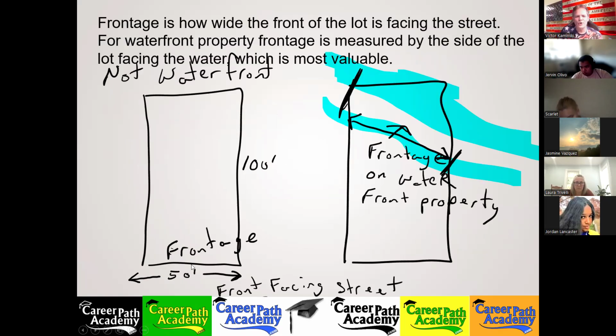So here's where your normal frontage would be. If you have a waterfront property, well, you measure how much of it is touching the water. Because that's the more valuable side. You got the water, you're on the water side, that's the more valuable side.